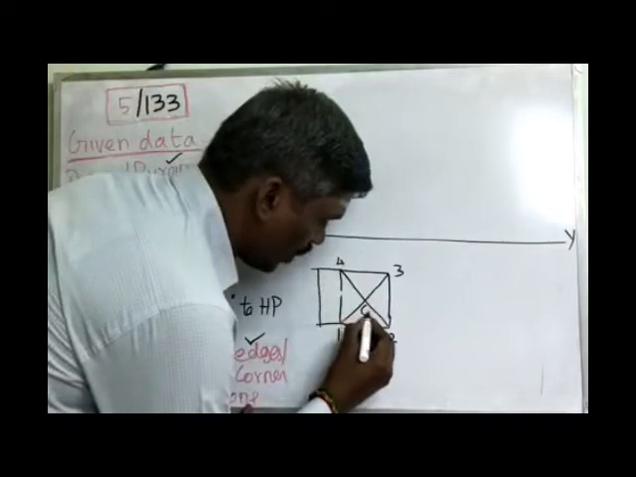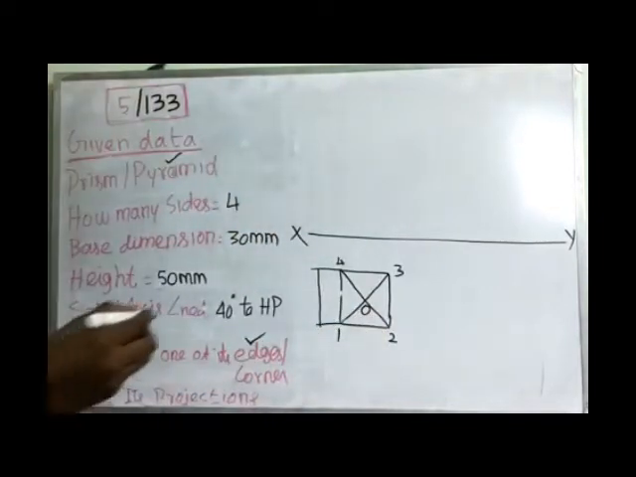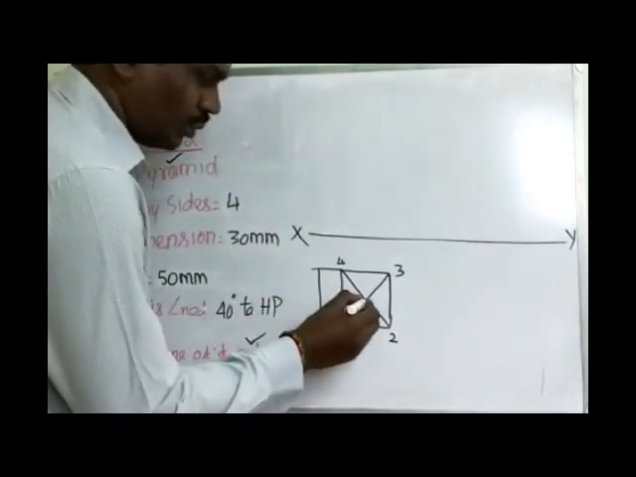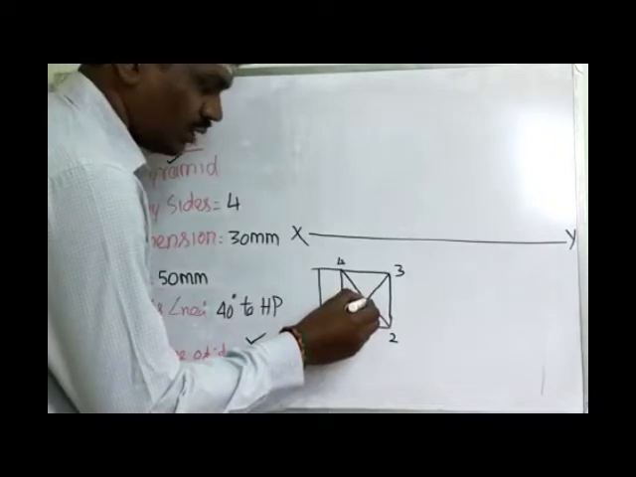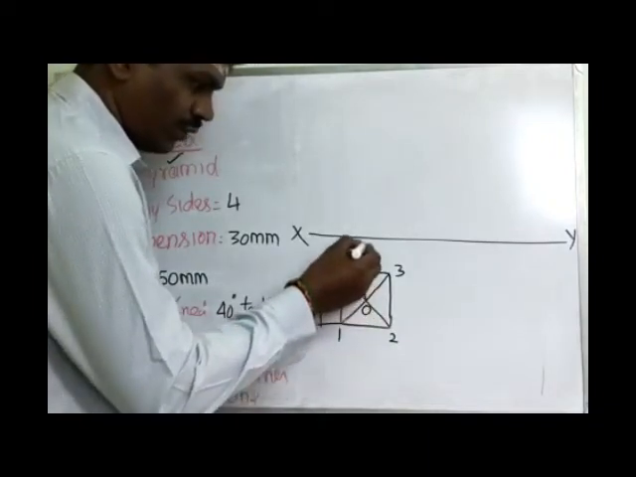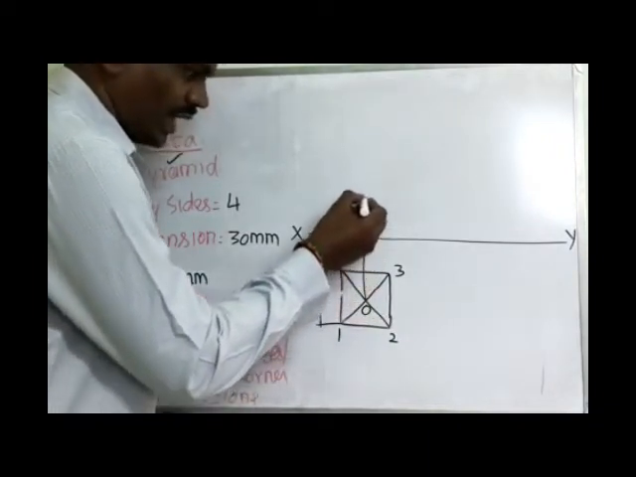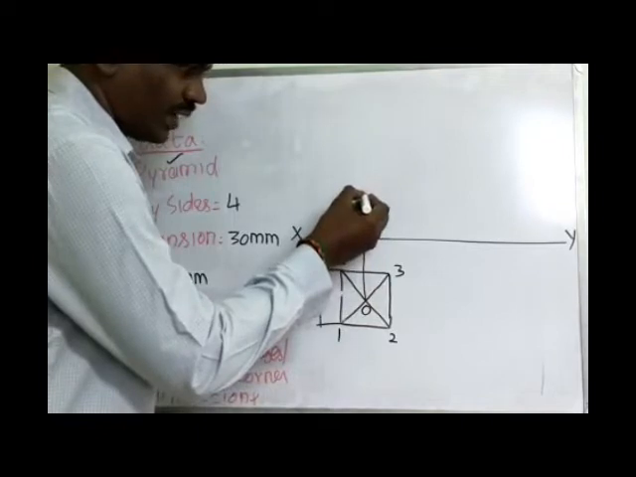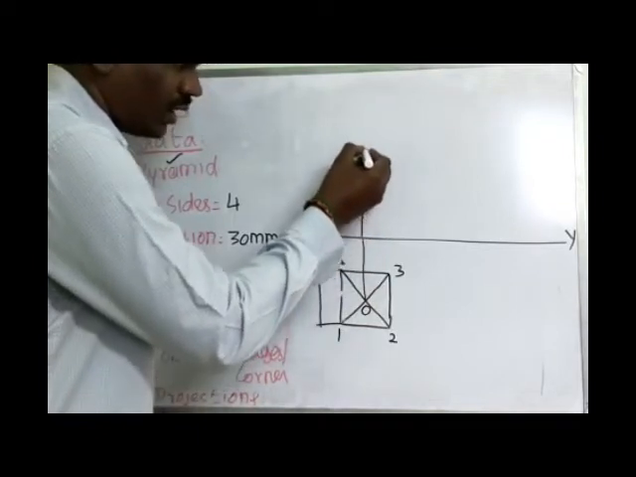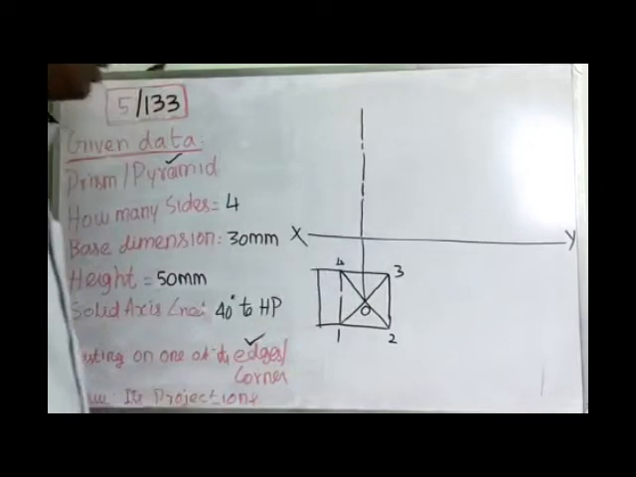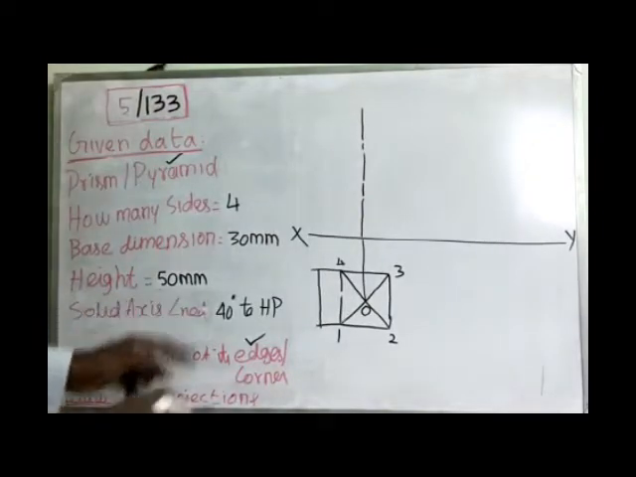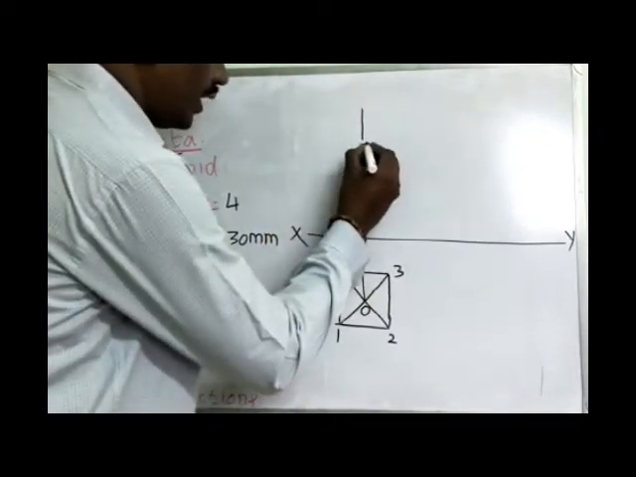For the apex point, we have to name it O point. From the O point, you project the O point to the reference line. Now you draw the axis line. How to represent the axis line? Longer line, smaller line, longer line, smaller line, longer line. What is the height of the object? Height of the object is 50 millimeter.